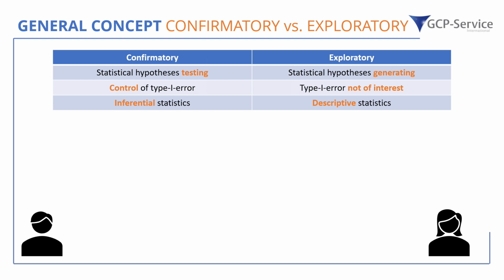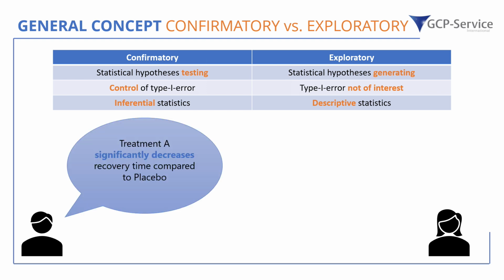Then there are two settings in which statistical studies could be conducted. And we have the confirmatory study, where we do the statistical hypothesis testing. Therefore, in this scenario, we want to conclude on the target population. And therefore, it's very important that the type 1 error is controlled. And we call this the inferential statistics.